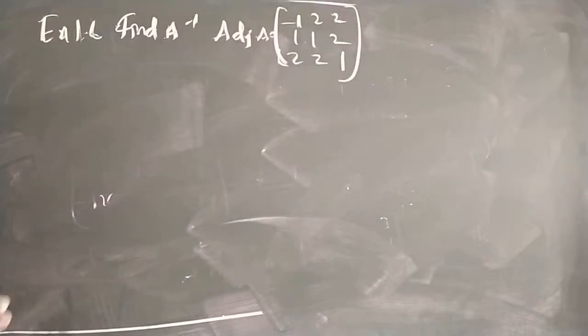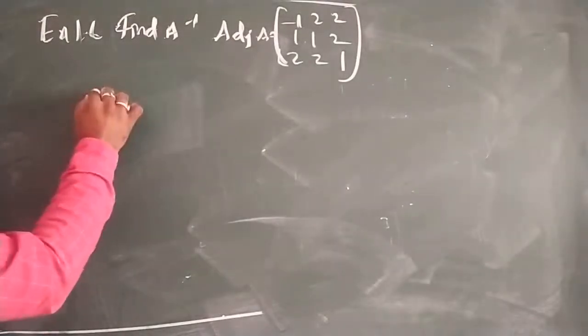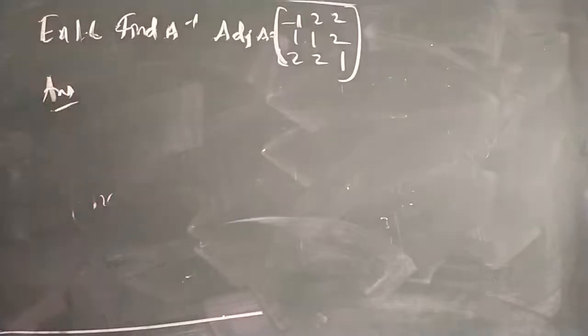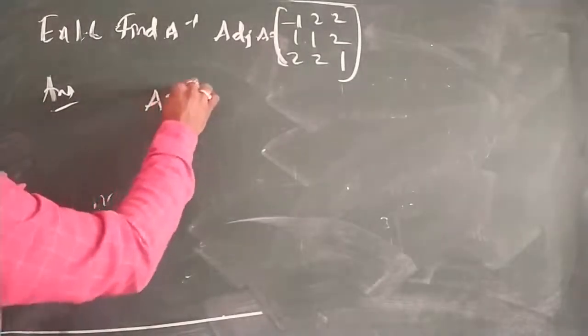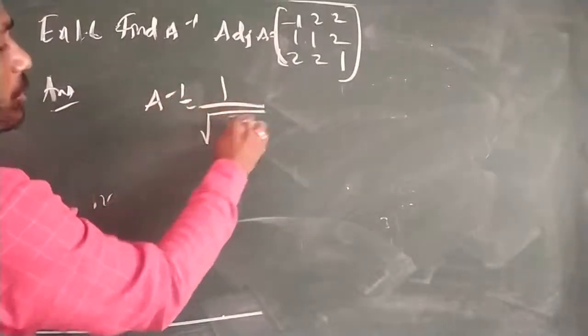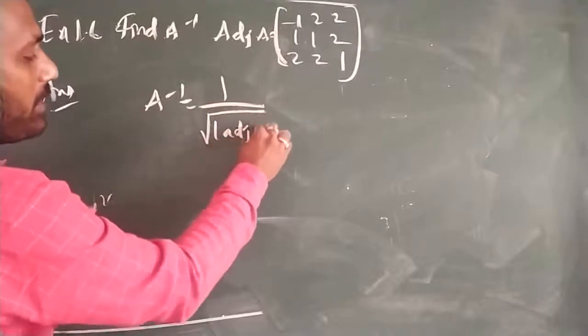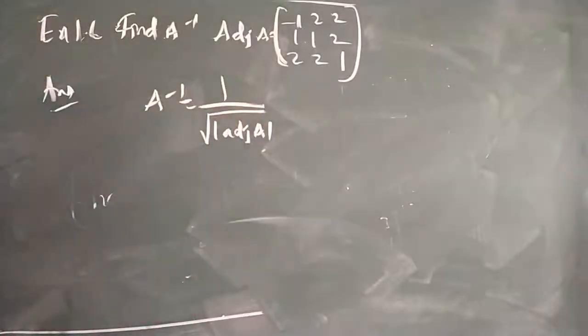To get this, first let us find the modulus of adjoint A. A inverse can be obtained by the formula A inverse is equal to 1 by root of the modulus of adjoint A into adjoint A.